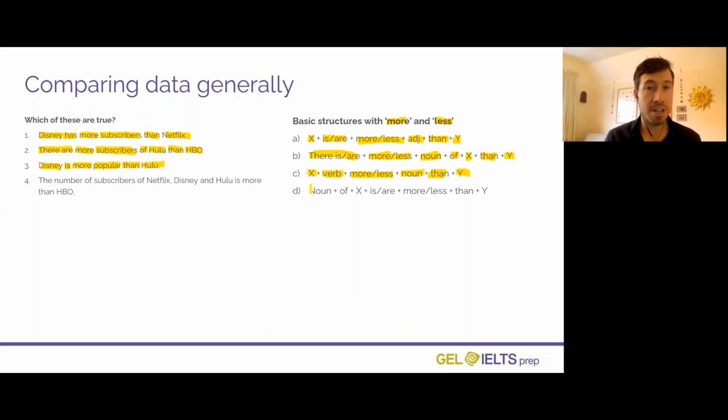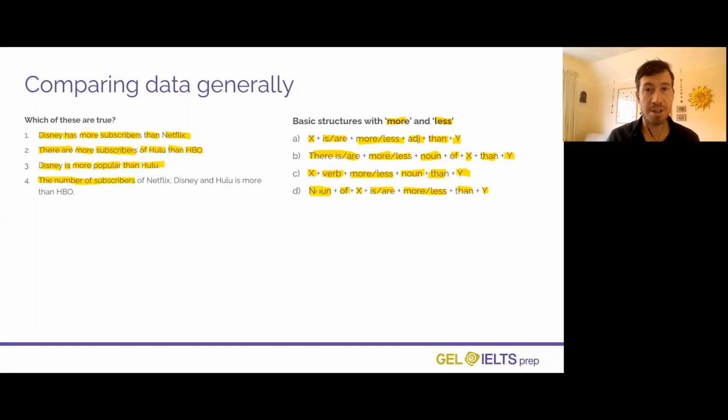Okay, the last one here is noun plus of plus X. So X and Y, they're always nouns as well. So when we have a noun and another noun, we always need this preposition of to connect them together. So noun plus of plus Disney, Netflix, Hulu, is or are, more or less, plus than, plus Y. So again, Disney, Netflix, Hulu, and we can see this here. So the number, that's the noun. Oh, sorry, we've got this whole thing.